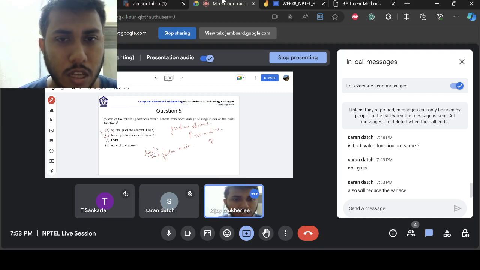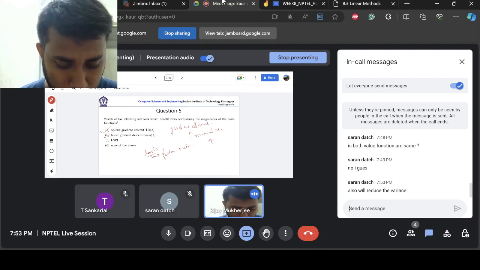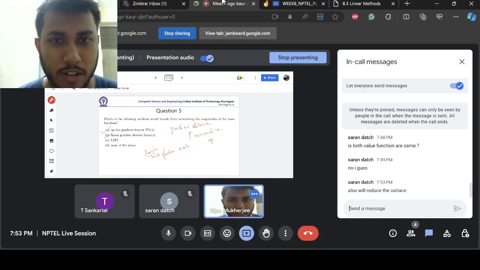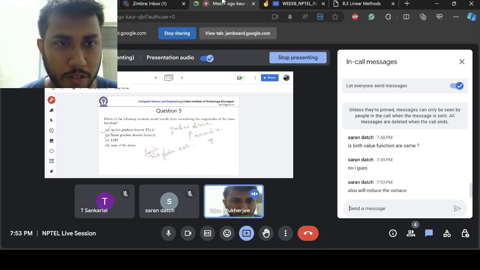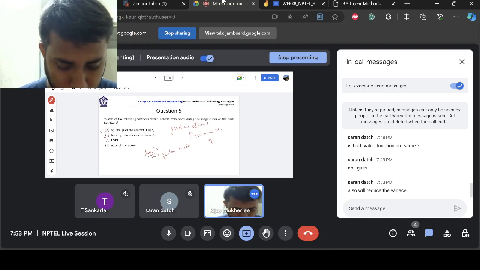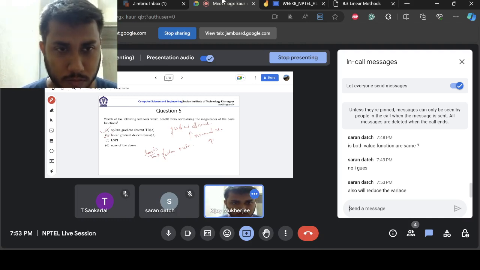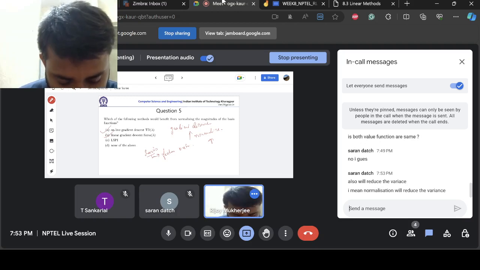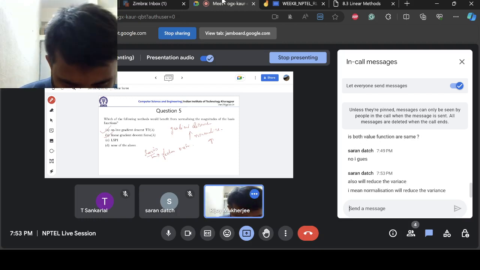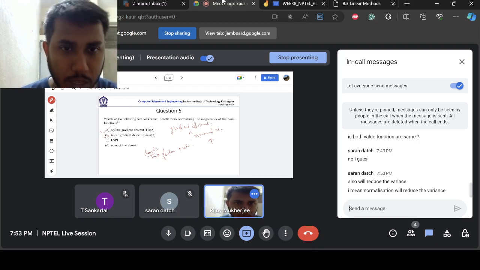because typically your feature vectors will reduce. Yeah, normalization and variance. It will reduce the variance, kind of. Yeah, true, normalization will reduce the variance.